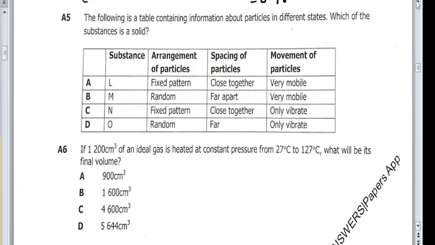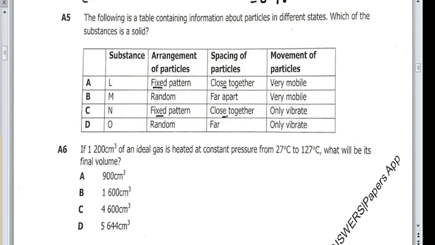So what do we know about the solid? So in a solid, the arrangement of particles, they are in a fixed pattern. So the answer can either be A or C. We forget about B and D. What is the spacing of the particles? The spacing of the particles, they are close together.